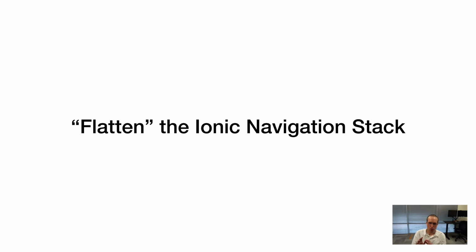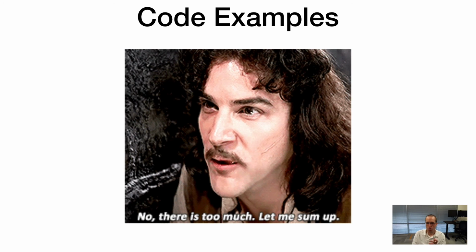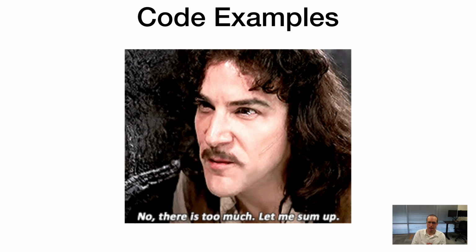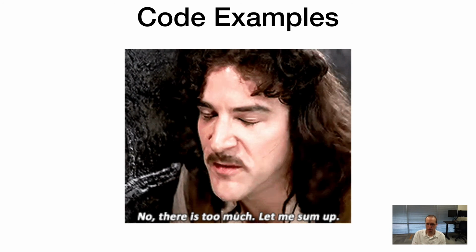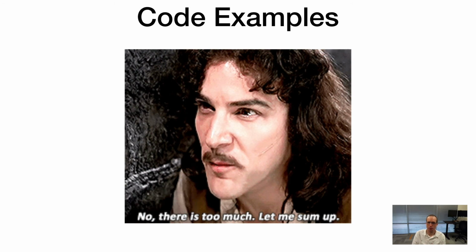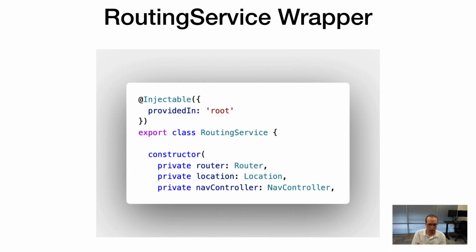And so what this means is that only one Ionic page is in memory and in the DOM when a navigation has completed. The old page gets destroyed. It works more like default, how Angular or other client-side routers you might expect them to work. And so we're going to look at some code samples. However, it's going to be a little bit abridged here, so we're going to sum them up, if you will. We're going to create a routing service wrapper.